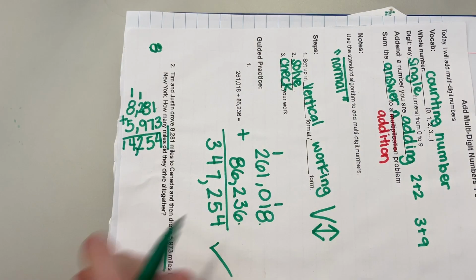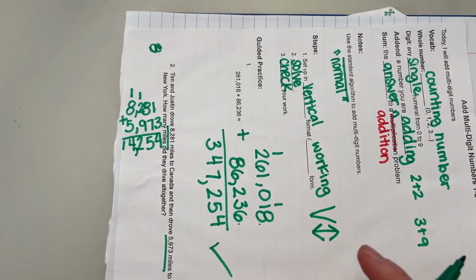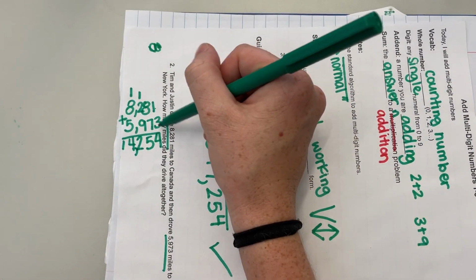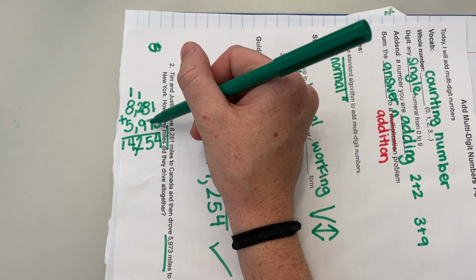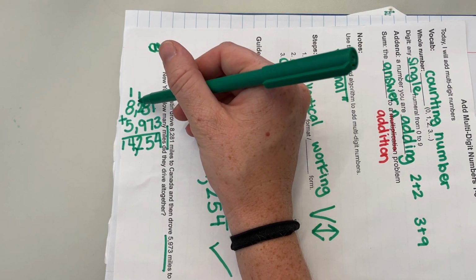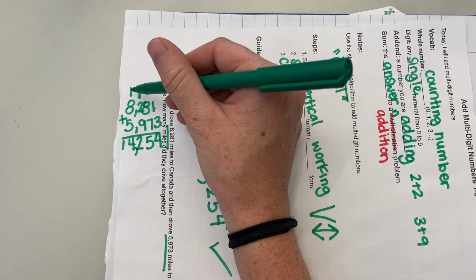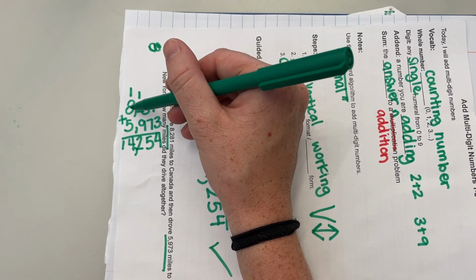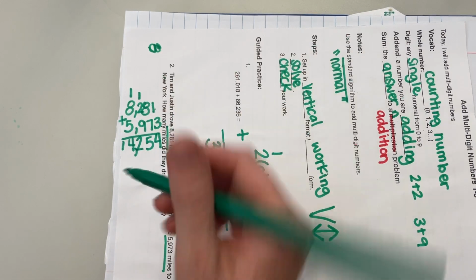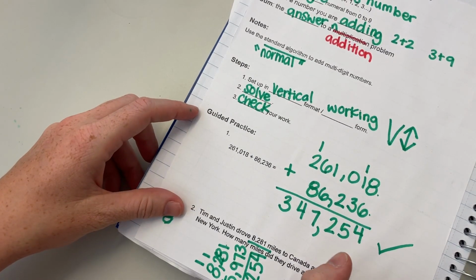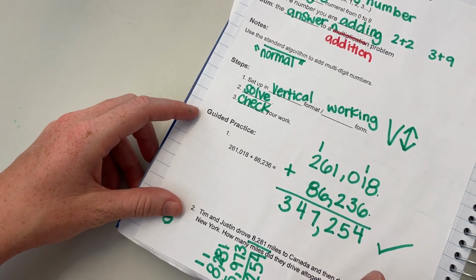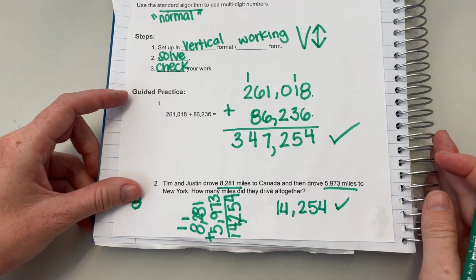Okay. And then final step is just to check my work. So 1 plus 3 is 4, 8 plus 7 is 15, carry my 1, 1 plus 2 is 3, 3 plus 9 is 12, carry my 1, 1 plus 8 is 9, 9 plus 5 is 14. So my answer is 14,254, and I'm just gonna put a check mark because I checked my work.